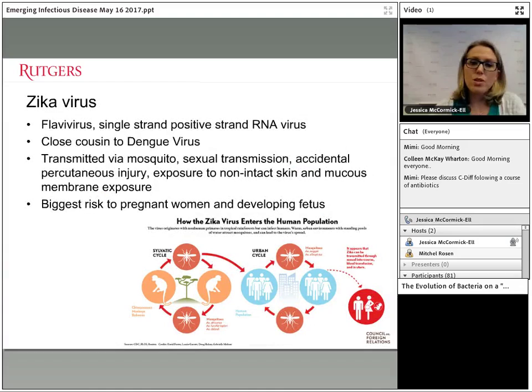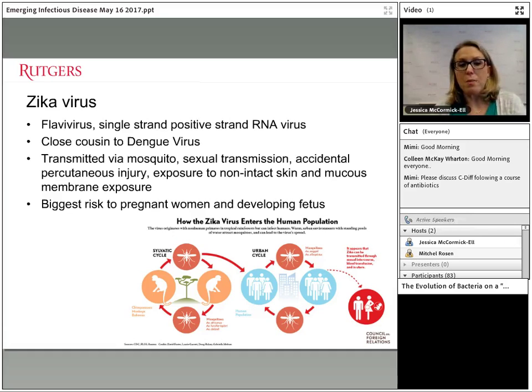Zika virus is very close to dengue virus. So a lot of people who are studying Zika and its effects are also looking at the biology of dengue virus, because many times somebody with Zika infection has been previously infected with dengue virus, because the geographical ranges of infection are pretty similar and overlapping.